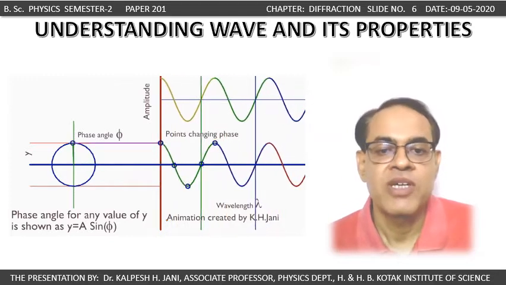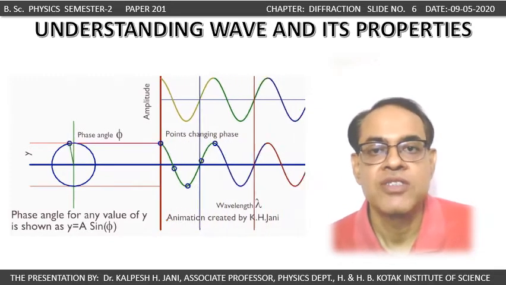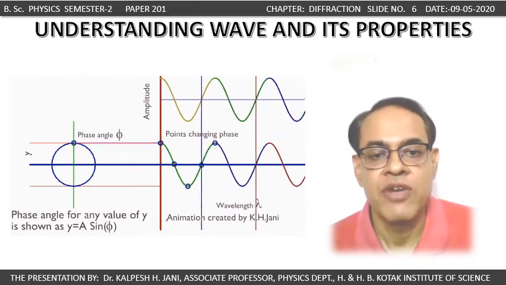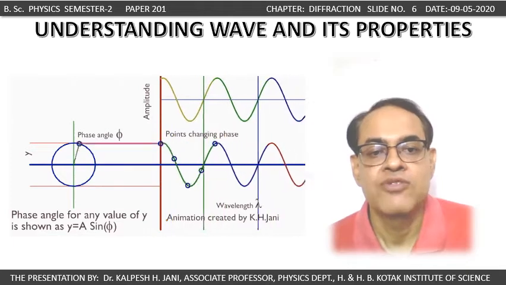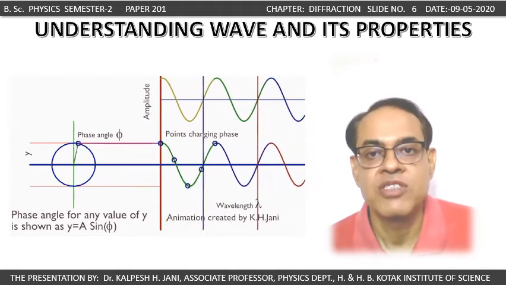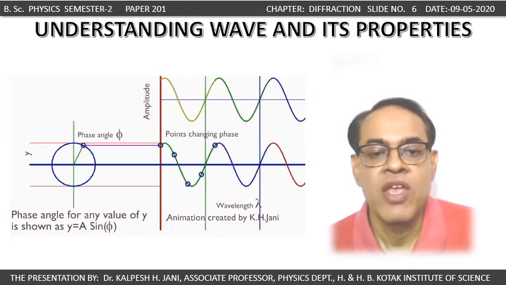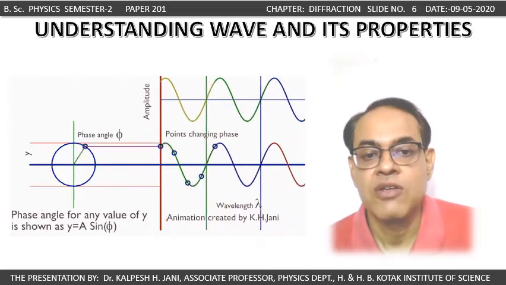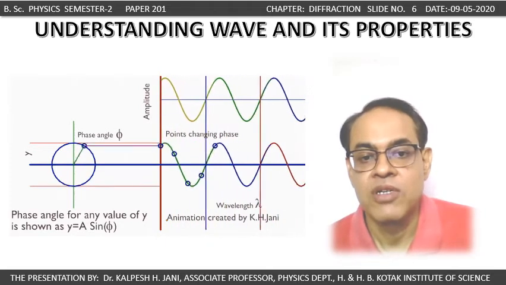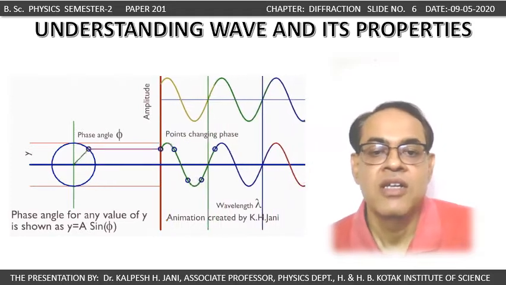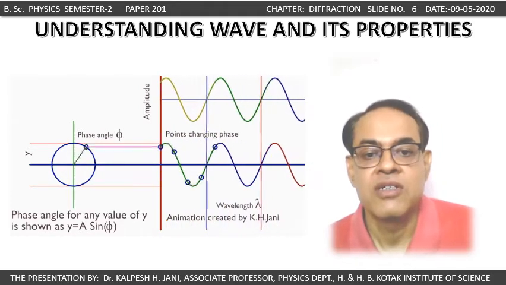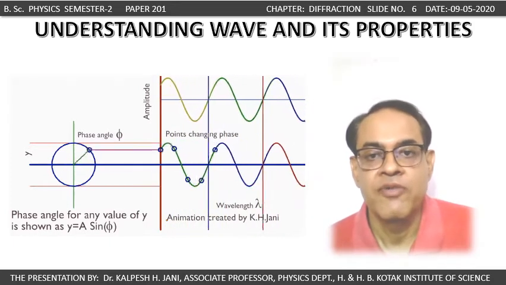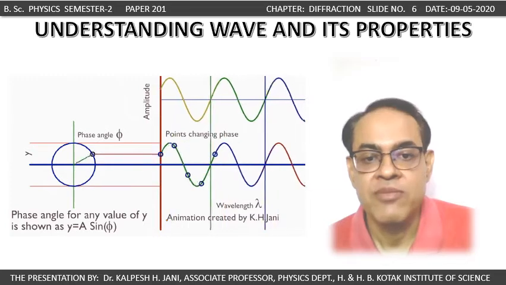Now to understand the phase of the wave, I have drawn one other circle which has the same radius as the amplitude of the wave, and I have drawn one point which is moving on the circumference of this circle. It is moving in such synchronization with the constituent of the wave that it resembles the y displacement of the constituent of the wave at any time.